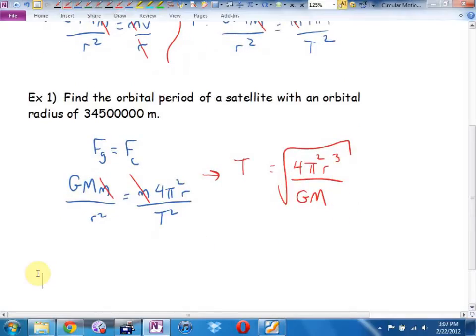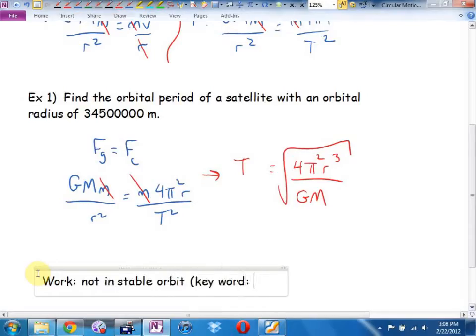The second type of cosmic question is the work question. Not in stable orbit. Keyword, lifted. Or type this, how much work, or those are some of your triggers.